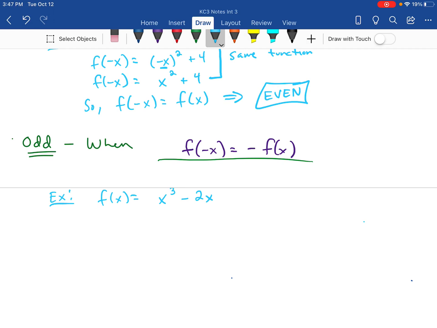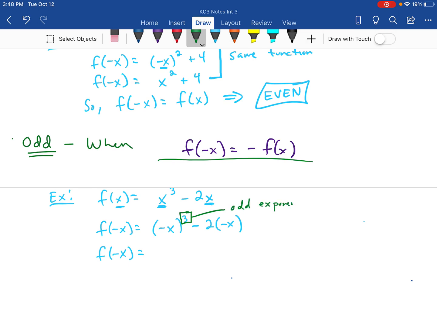I'm going to do the same thing that I did before. I'm going to plug in negative x wherever I see x, and that's in two different spots here. So I have f of negative x equal to (negative x) to the third power minus 2 times (negative x). Now I'm simplifying, right? So the first part stays the same. But now think about it this way. I have a negative x to the third power. I need to figure out if my answer is going to be positive or negative. Okay, so every time you have an odd exponent, your answer will be negative.